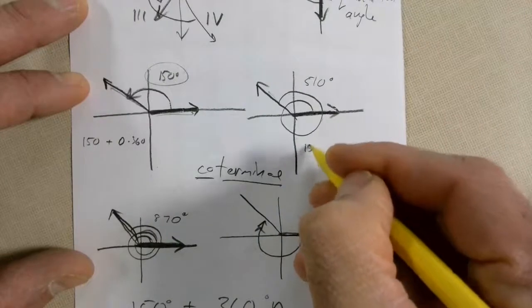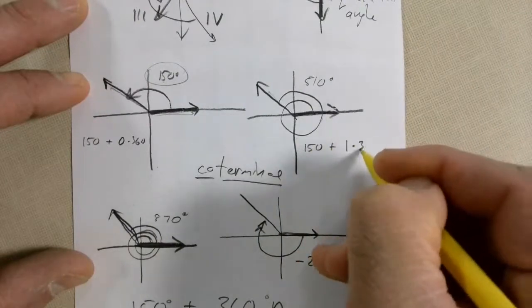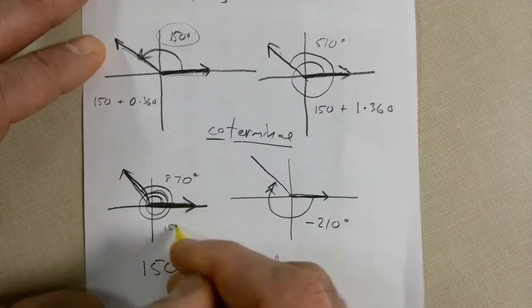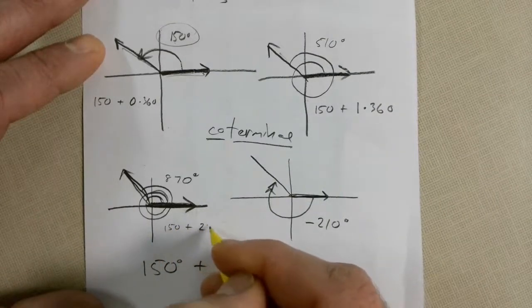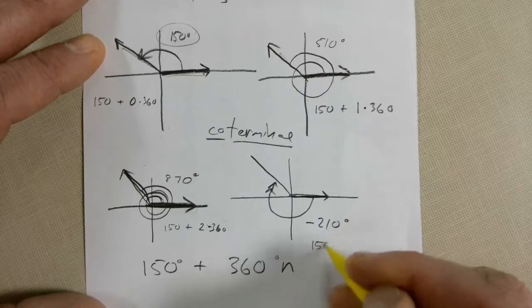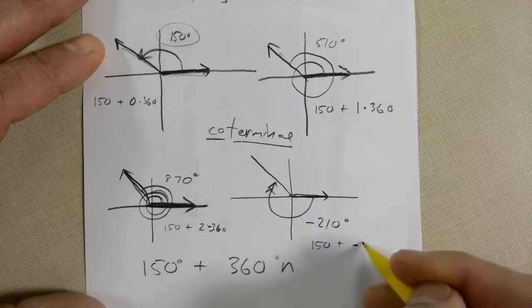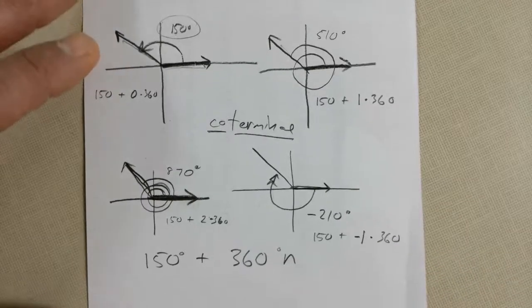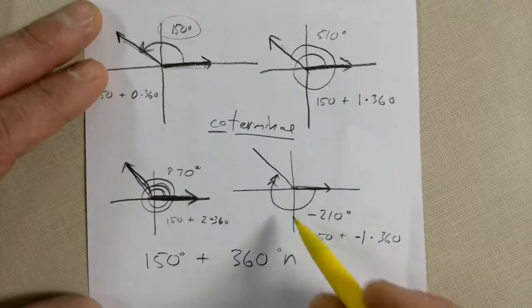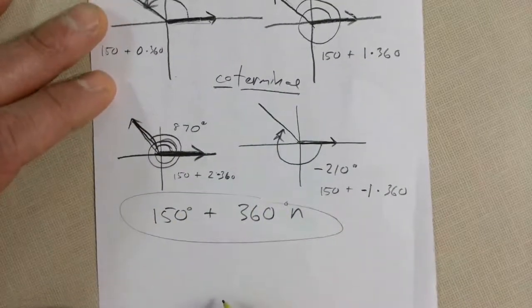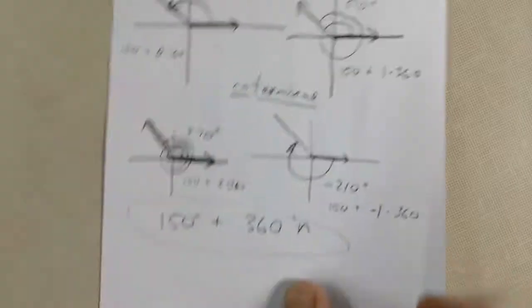This is 150 plus 1 360. This one would be 150 plus 2 360s. Now this one's a little trickier. This would be 150 plus a negative 1 360. So any number of turns you want to do around this circle, you can using this simple formula. And so, okay, let's get to our first example.